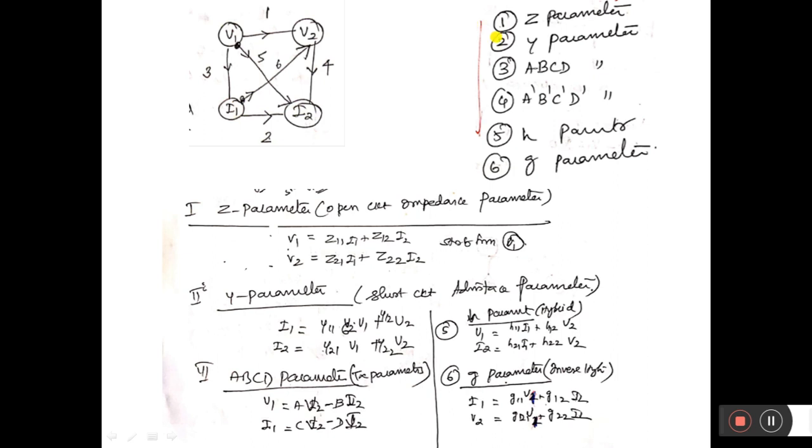Also, remember this sequence. Z parameter is the first one, Y parameter the second one, ABCD the third one, inverse ABCD the fourth one, H parameter the fifth one, and the sixth one is the G parameter. Right? Now I am taking the first one.